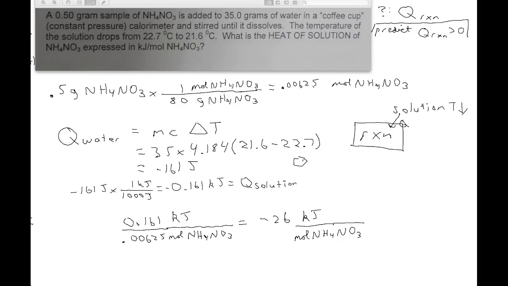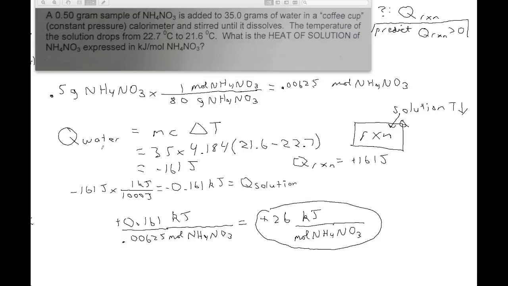So what's going to be the Q of this reaction? Could you say that again? What's the Q for the reaction? We know that the heat for the water is negative 161 joules, so what's the Q for the reaction? So then Q for the reaction would be the positive 161. So then what's the answer to the question? Positive 26 kilojoules. And does that match our prediction? Yeah.